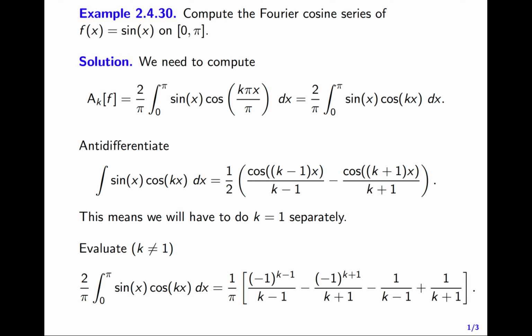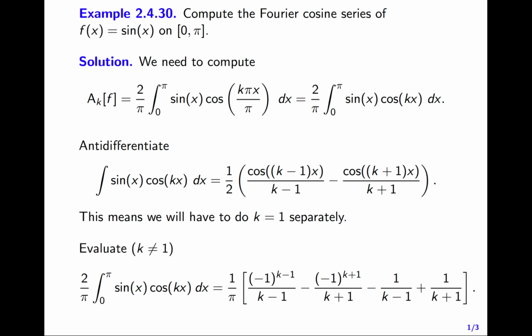And then I plug in 0 and subtract. So I have cosine of 0 over k minus 1. That gives me a minus 1 over k minus 1. And then I'm subtracting a minus cosine of 0 over k plus 1. That gives me a plus 1 over k plus 1. And so now I basically have the Fourier cosine coefficients. I just have to simplify this expression a little more nicely depending on what k is.